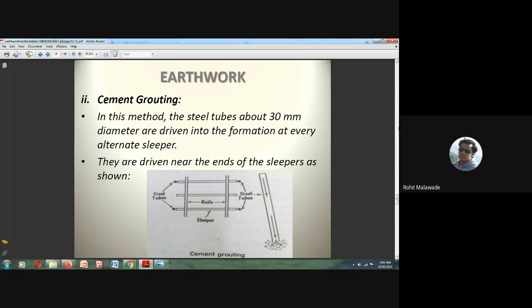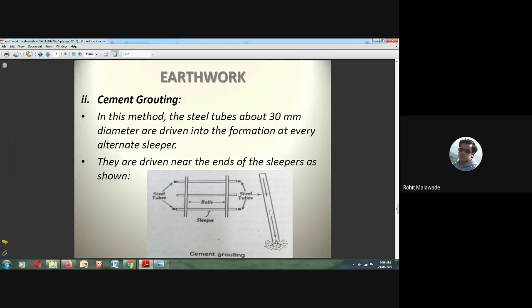Now we will see exactly what cement grouting is. In this method, steel tubes of about 30 mm diameter are driven into the formation at every alternate sleeper. This is the top view of your permanent way. At every alternate sleeper, one we keep blank, and at one we have the steel tubes of around 30 mm, that is 3 centimeter, driven, as shown here.